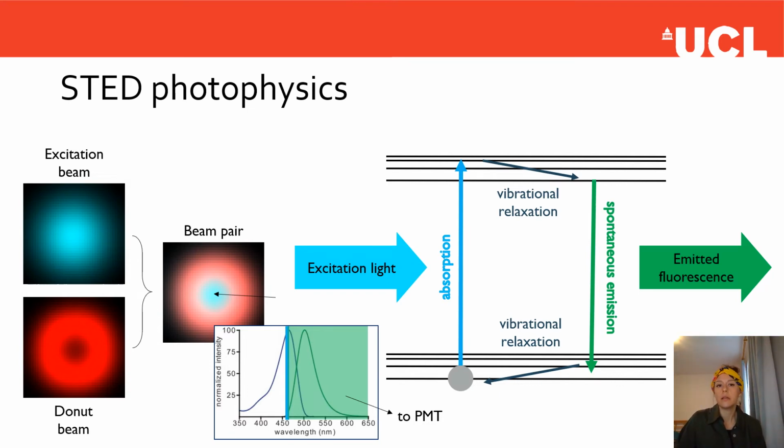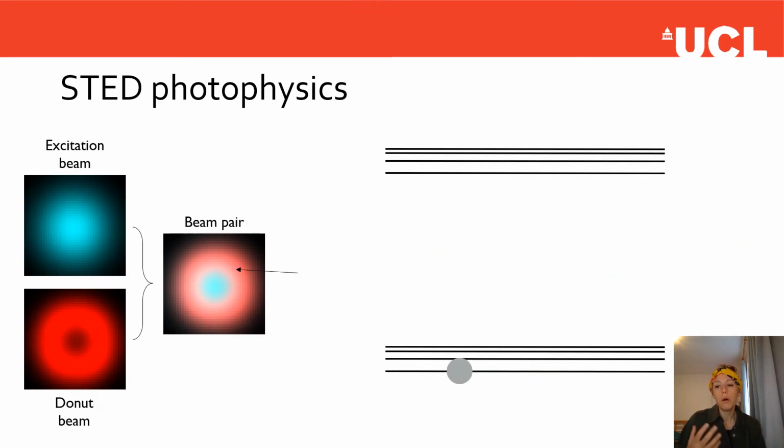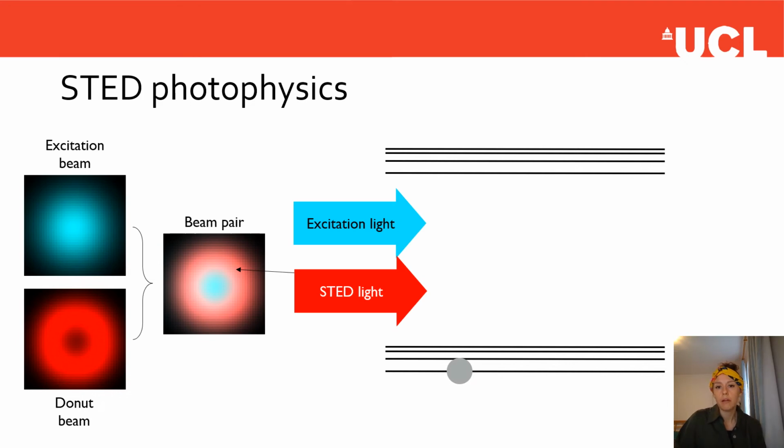Okay, so that's exactly the same thing as happens in normal confocal fluorescence microscopy at the spot centre. All right, what about at the beam periphery? So now we have excitation light and we have STED light. Okay, so our STED beam is now intense. To begin with, it's exactly the same.